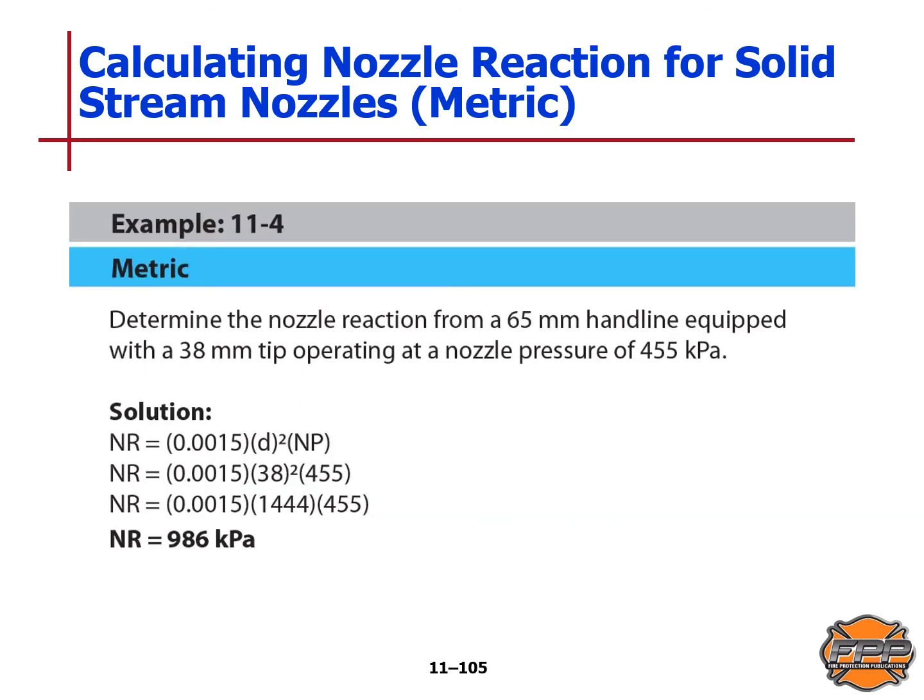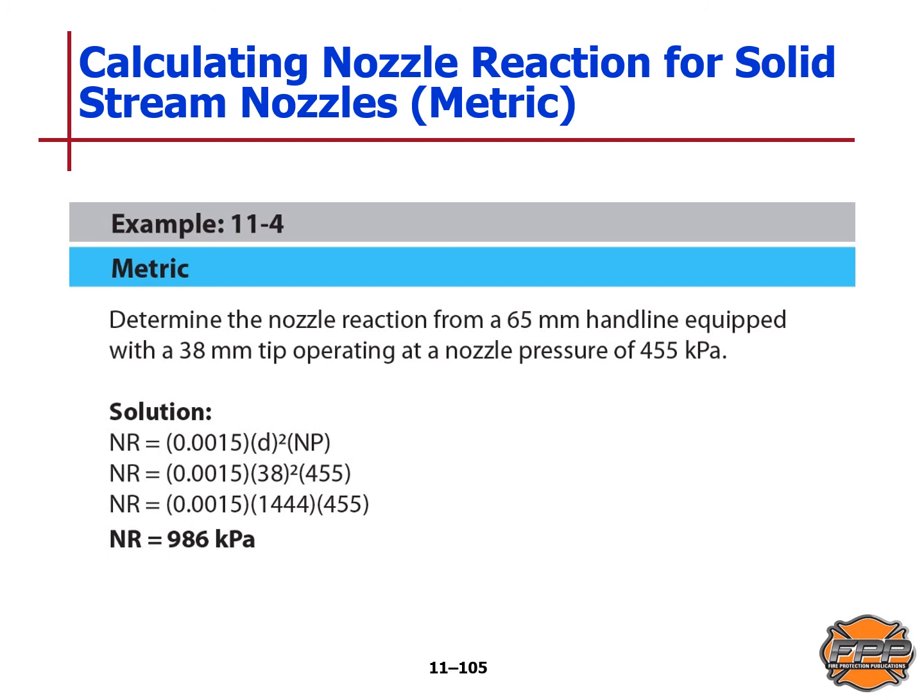So here's an example in metric. Determine the nozzle reaction from a 65 millimeter hand line equipped with a 38 millimeter tip operating at a nozzle pressure of 455 kilopascals. It gives you your formula here under solution. Here the first line is your formula. Nozzle reaction equals 0.0015 times diameter squared times NP, which is nozzle pressure.